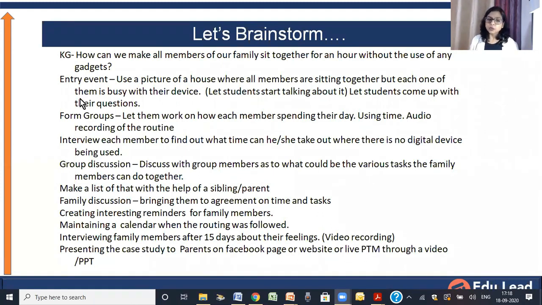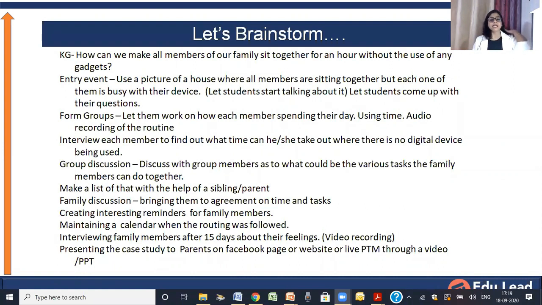So the entry event could be, you use a picture of a house where all members are sitting together, but each one of them is busy with their device. Everybody, so you will find many such pictures, and you can just put those pictures out there, or you can create a video on that and let the students watch it. Once they have watched it, let them come up with what they have seen and observed, and so they start a conversation around that.